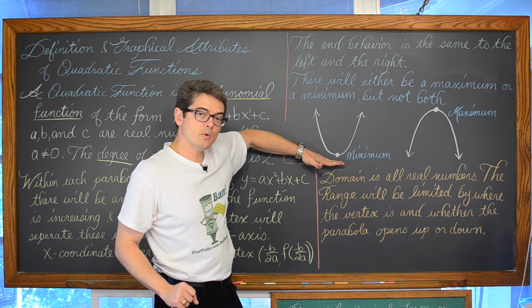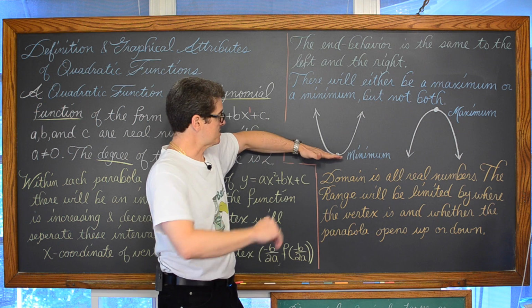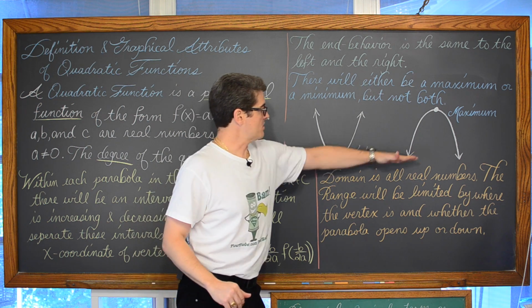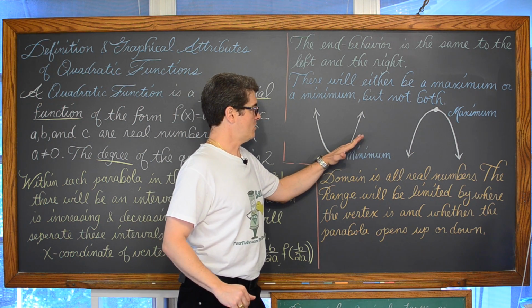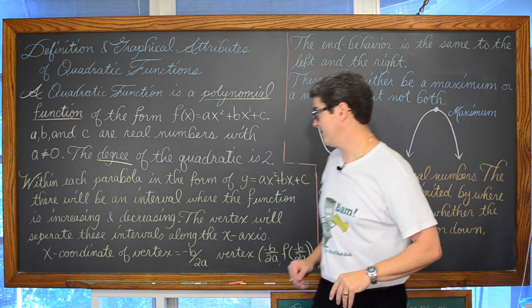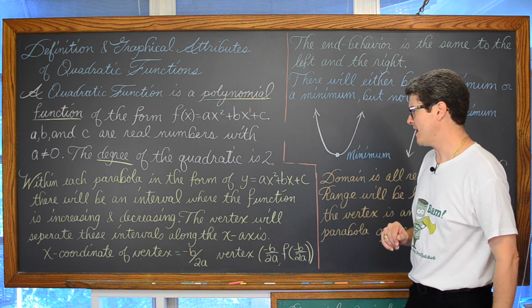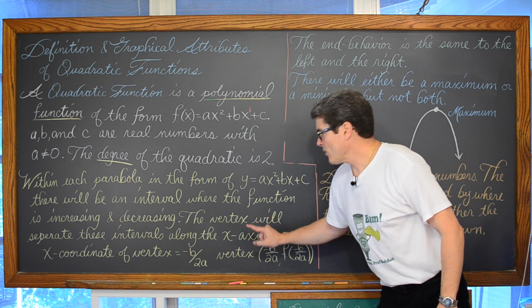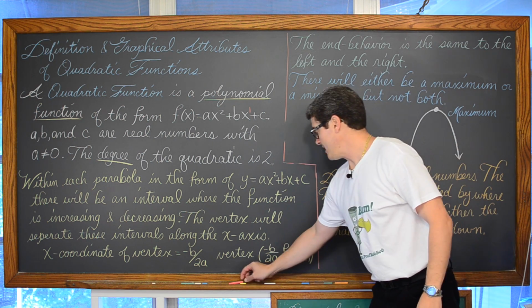And then as we continue to read left to right along the x-axis, now there's an interval where, as x is increasing, the y's are starting to increase. So we have a decreasing interval and an increasing interval. The vertex will separate these intervals along the x-axis.